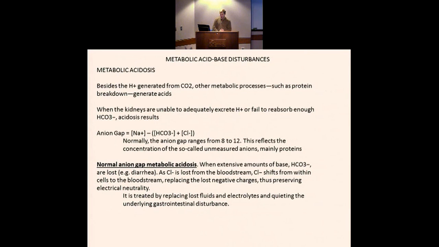There's a normal anion gap metabolic acidosis. There's really only one kind here, or one example I could give. When there's an extensive amount of base lost, like someone has a lot of diarrhea and gets rid of the base, they're left with a bunch of hydrogen ions in their system. And so that's how you can get a metabolic acidosis there.